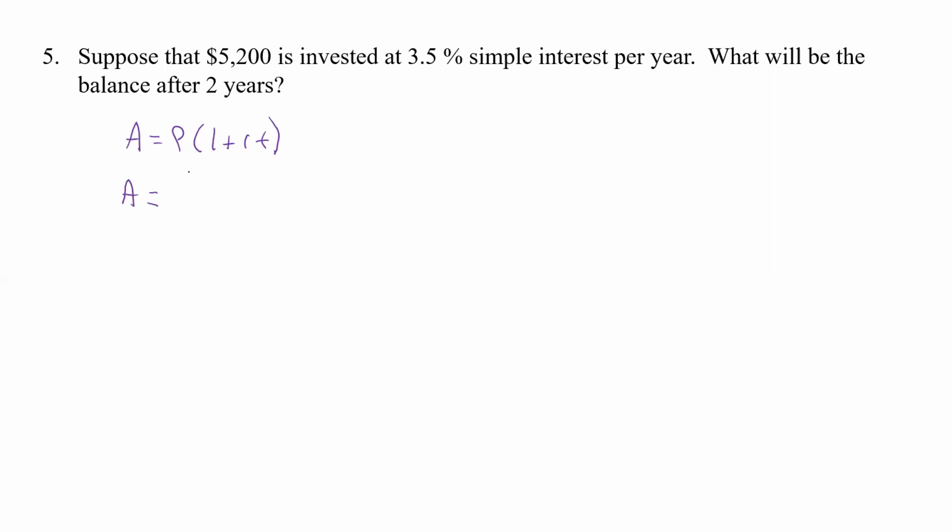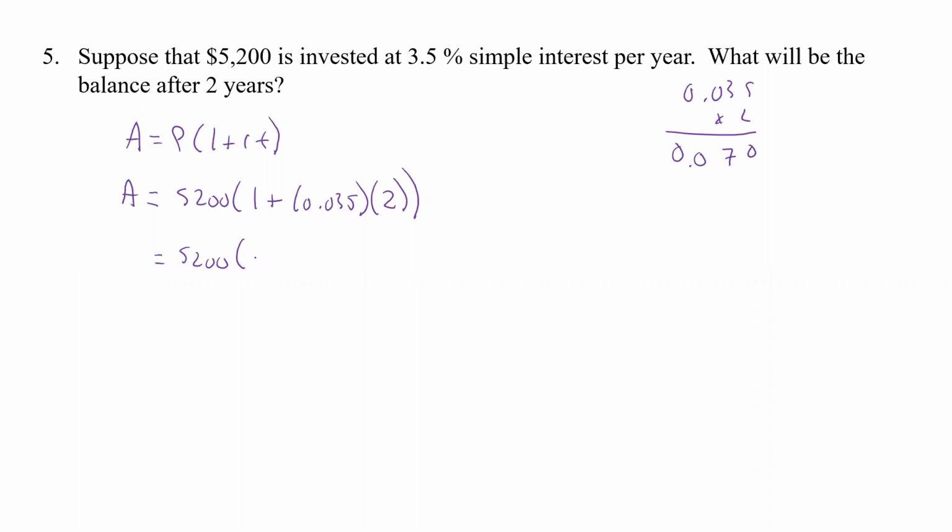So A is equal to, well, P is 5,200 times 1 plus R. Well, R is 3.5%. So if we move our decimal, 0.035, and the time is 2. Okay, so we have an extra parenthesis there. So now we have to take 0.035 times 2, and we move it 3 decimal places. So we have 0.07 plus 1. So it's 5,200 times 1.07, because when we multiplied, we got 0.07.